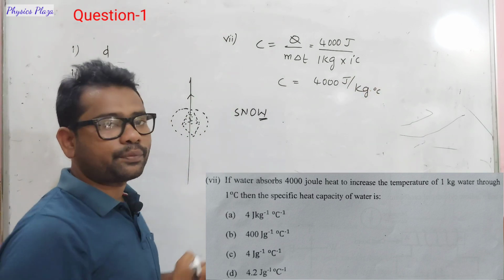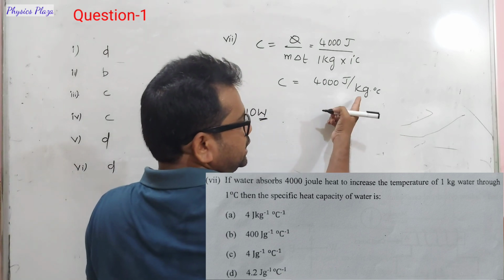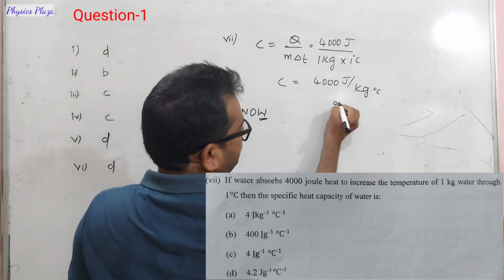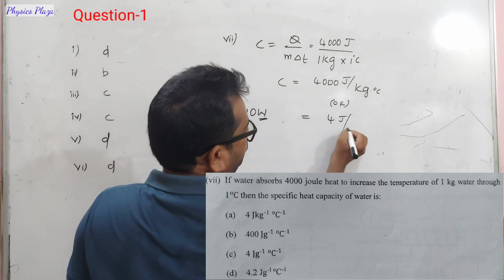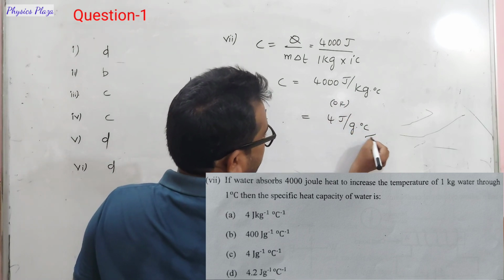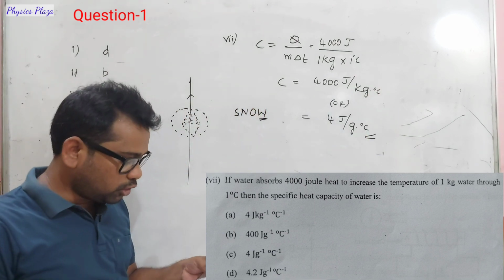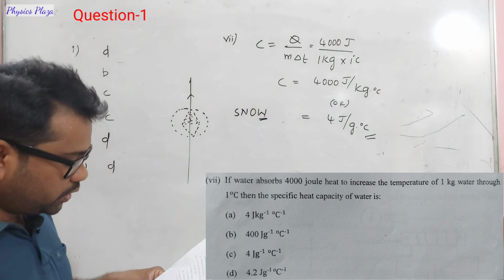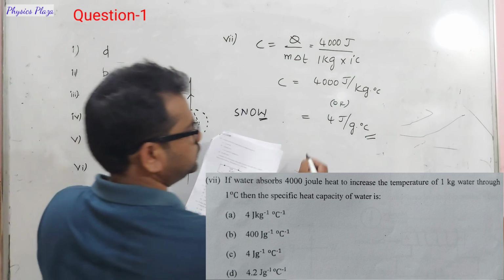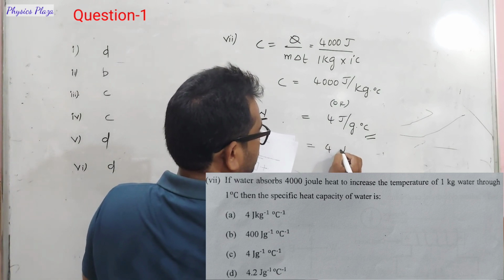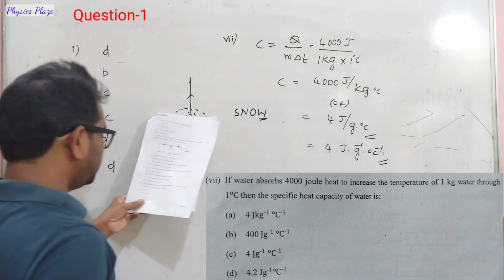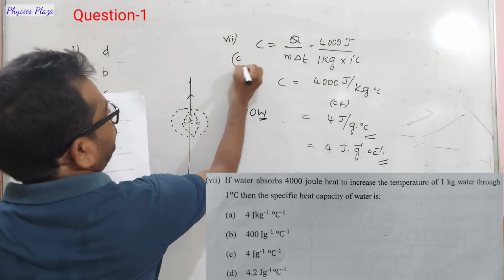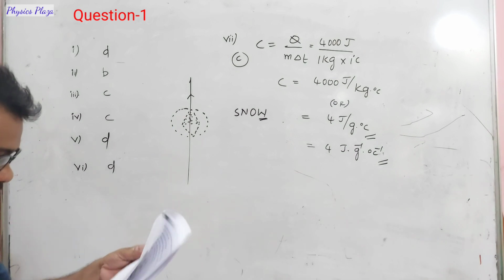This option is not there. But when you express it in terms of grams, it can be written as 4 joule per gram degree Celsius. So these both are equal. Yes, now the option is there. Which option is right, dear children? 4 joule, this can still be written as 4 joule gram inverse degree Celsius inverse. So the correct option is C. Bit 7, the correct option is C.